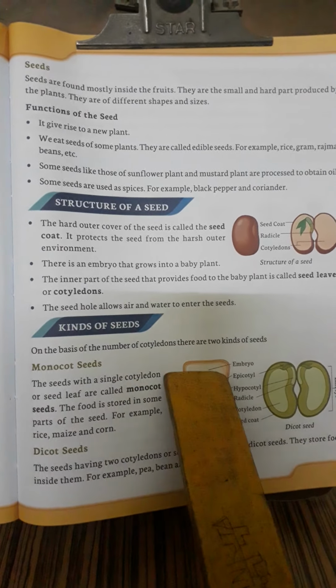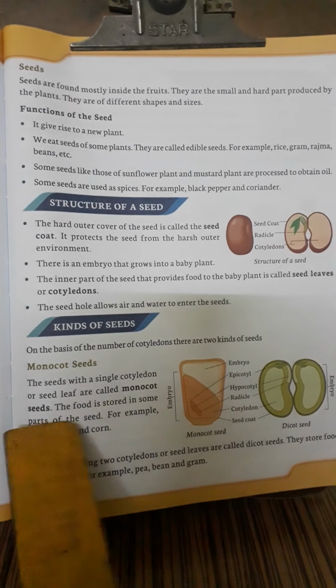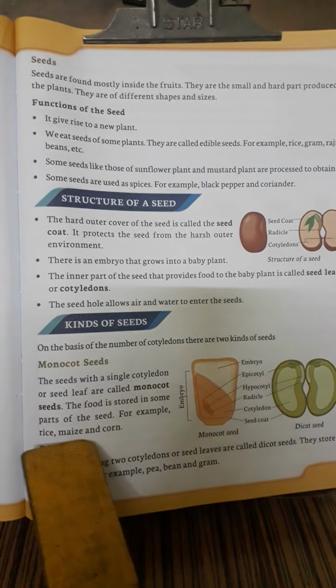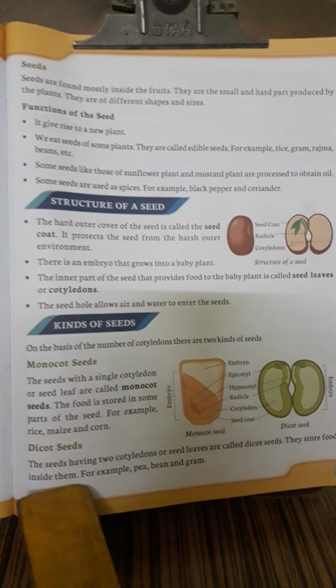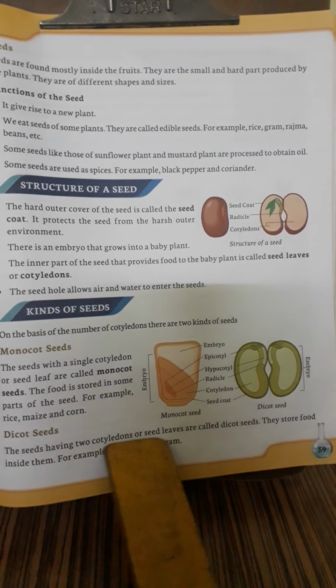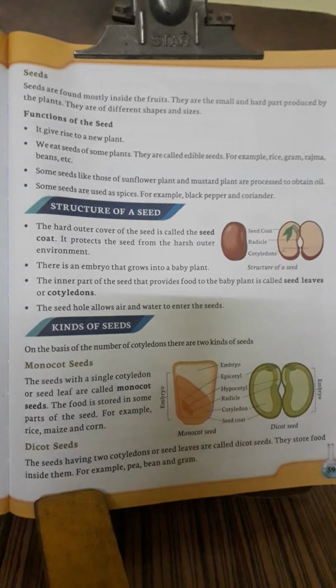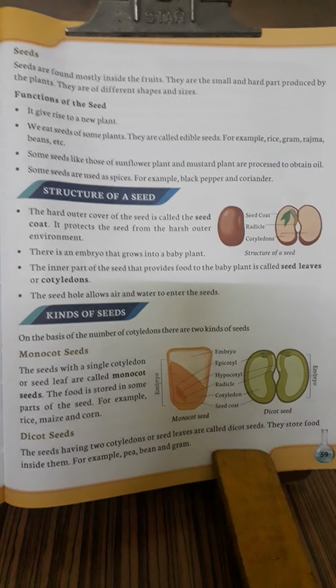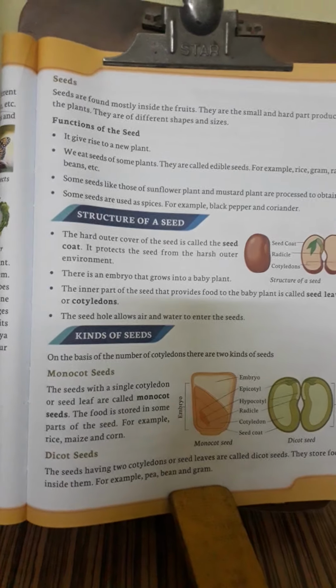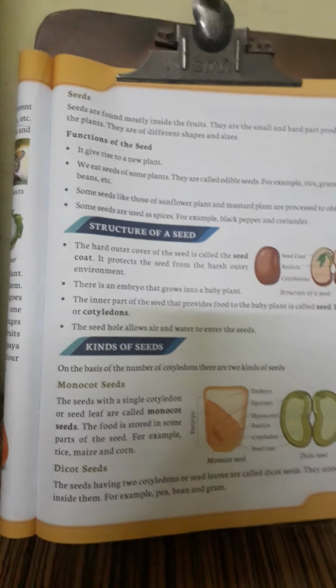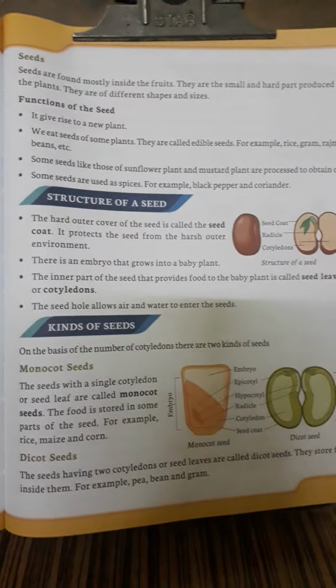The seeds with a single cotyledon or seed leaf are called monocot seeds. Examples: rice, maize and corn. And the seeds having two cotyledons or seed leaves are called dicot seeds. Please do underline. They store food inside them. For example, pea, bean, gram.